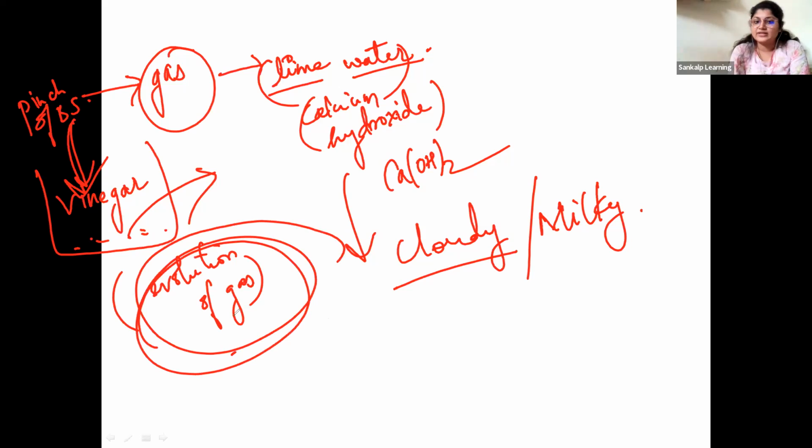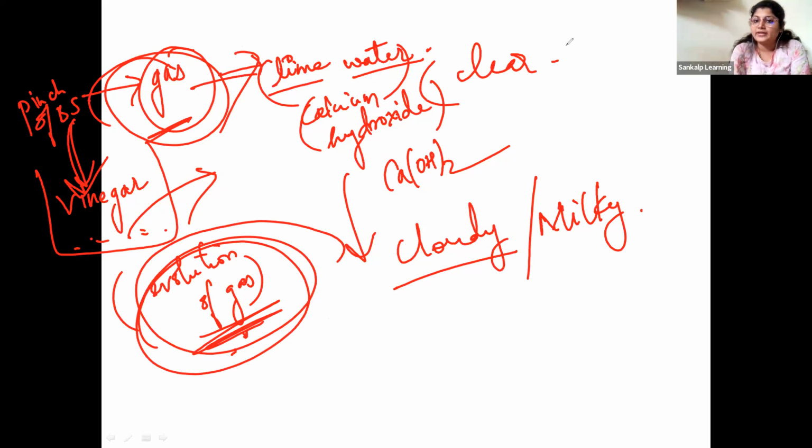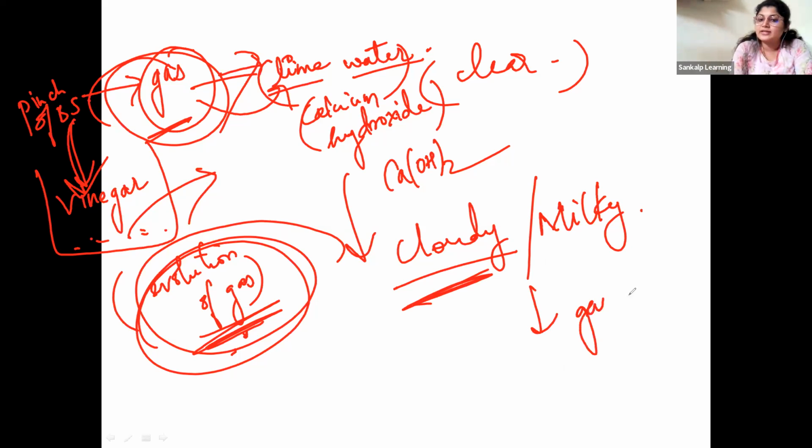Now we are finding out which gas it is. To know that, we pass the gas into lime water, which was clear like water. The moment you pass this gas into lime water, it turns cloudy. This indicates, this confirms, that the gas is carbon dioxide.